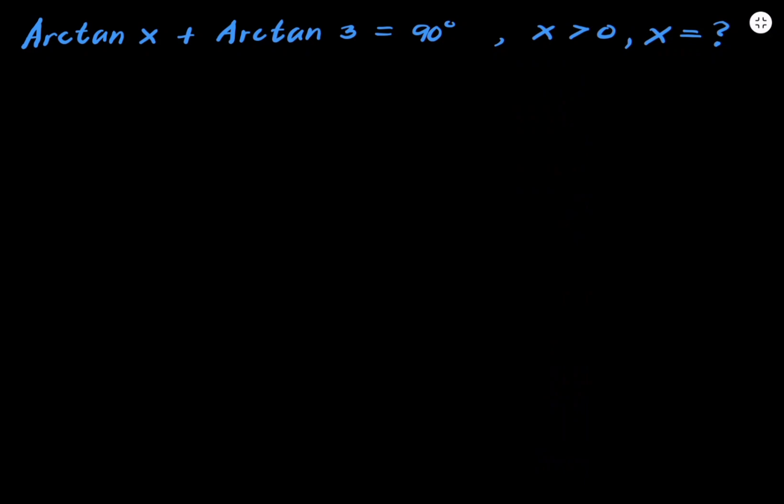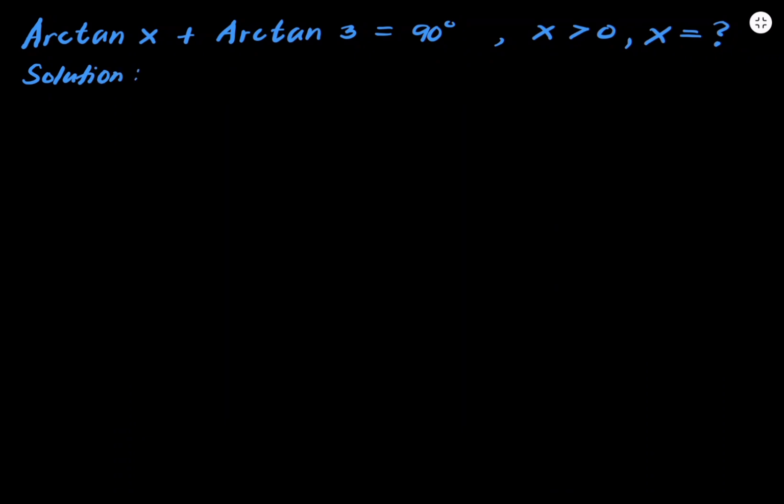Let us solve this inverse trigonometric equation. We have arctangent of x plus arctangent of 3 equals 90 degrees. So we are asked to find the value of x where x is greater than 0. So here is the solution.